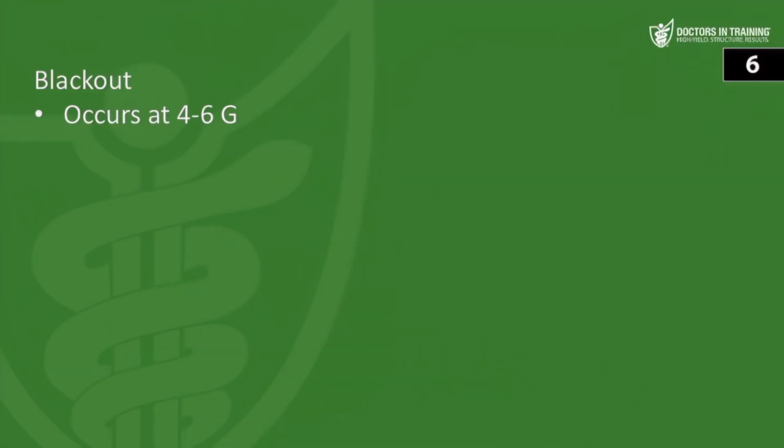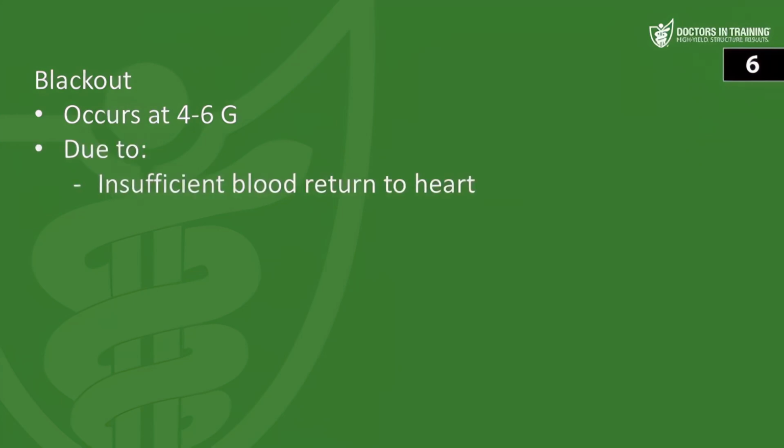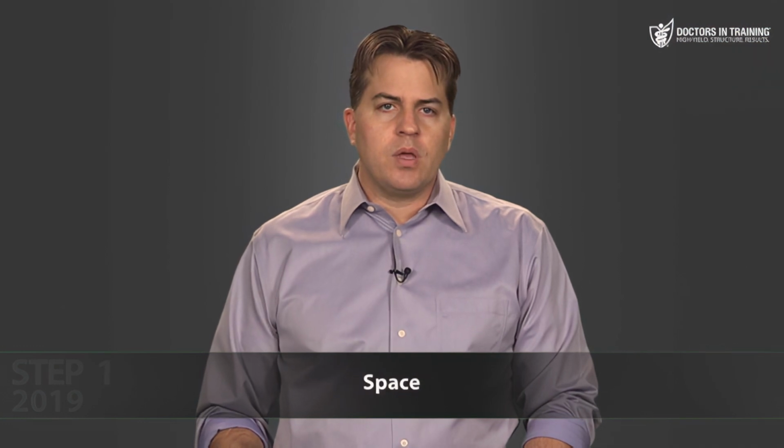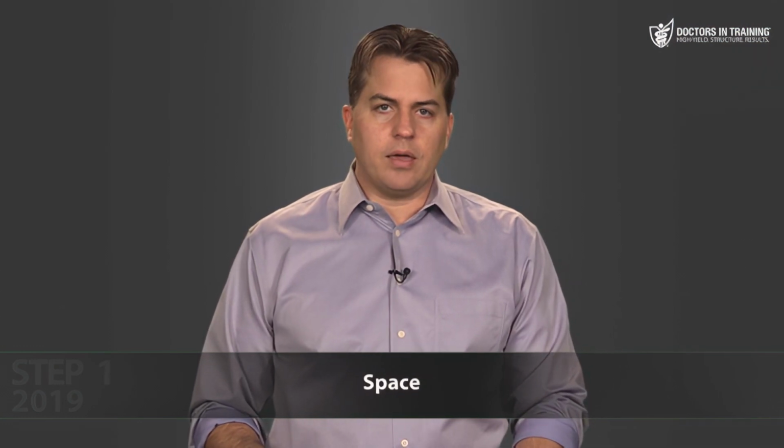Look at the study guide again. The question asks, at what positive G-force does a visual blackout occur? Well, blackout occurs at about 4 to 6 G's. Everybody's a little different, but 4 to 6 G's is where you black out due to the force that's pooling blood in the abdomen and in the legs. The blackout occurs because there's insufficient blood return to the heart and insufficient pumping of blood to the brain. There are specialized G suits that apply pressure to the lower abdomen and legs, and these suits can prevent the blackout.